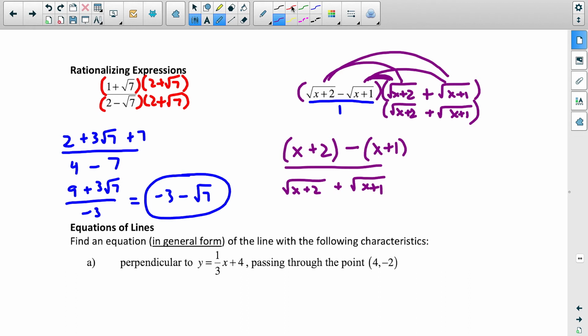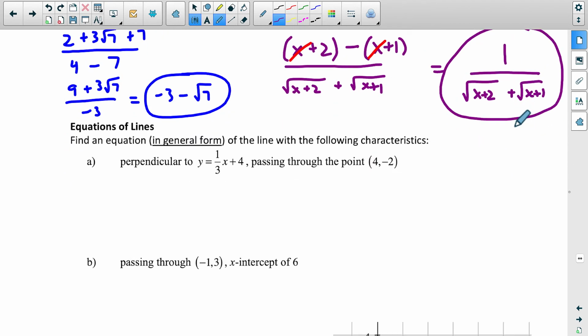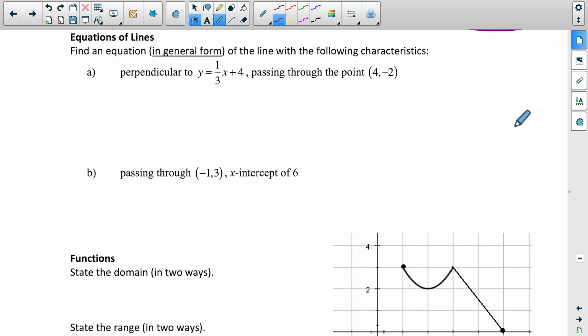Anything we can do on top? Yeah, there is. We have x, take away x. Oh, our x's just cancel. And then we have 2, take away 1, which is just 1. So we end up with 1 over the whole denominator. Root x plus 2 plus root x plus 1. Again, seems weird to end up with radicals in the denominator, but you'll see when we're talking about limits, sometimes it's important to do that.